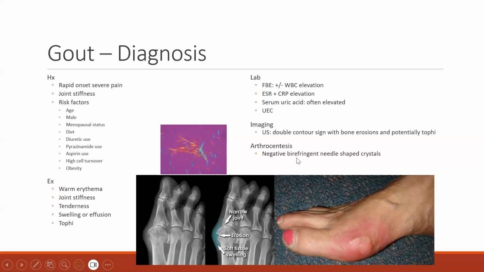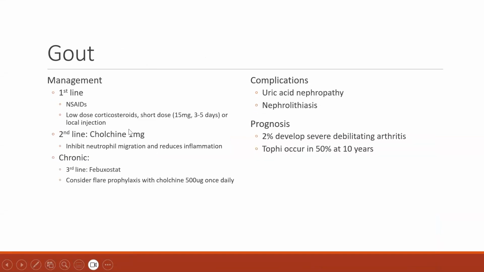Arthrocentesis, we get negatively birefringent needle-shaped crystals, double ones. So gout management, first line NSAIDs, we give low dose steroids for a short while, or we can give local steroid injections. Second line, colchicine inhibits migration, reduce inflammation. Third line, which is for chronic, we give febuxostat.